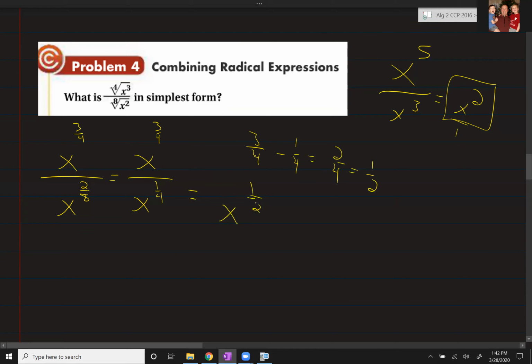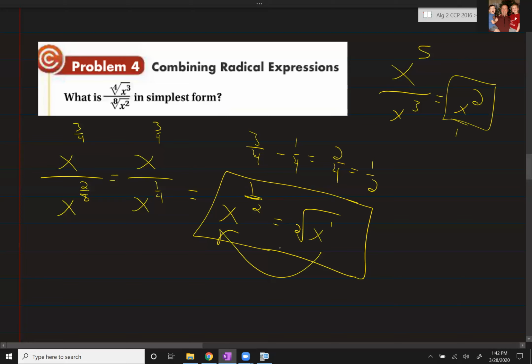How else might you see your answer? X to the 1st power with a square root. And so either one, it doesn't say which way to write your answer. So to make sure you see both, as this is the major point of the lesson and how we're transitioning these back and forth.